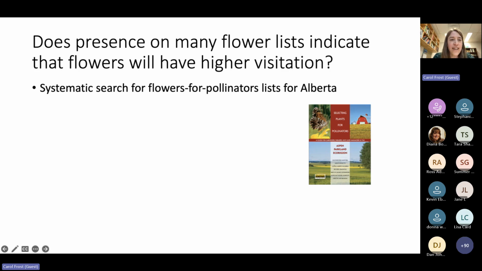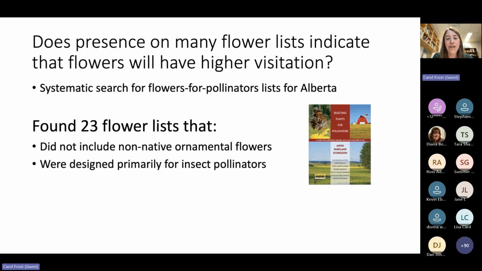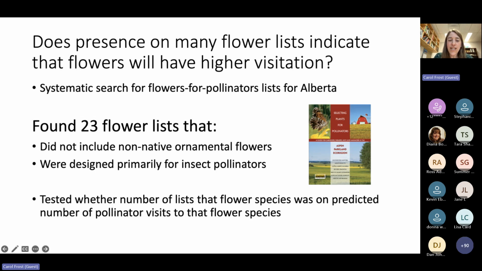So then third, she asked, does presence on many flower lists indicate that flowers will have higher visitation? So she did a systematic search for pollinator flower lists for Alberta and found 23 lists that did not include non-native ornamental flowers and were designed primarily for insect pollinators. Then she tested whether the number of lists that a flower species was on predicted the number of pollinator visits to that flower species. So basically, do lists collectively have predictive value?